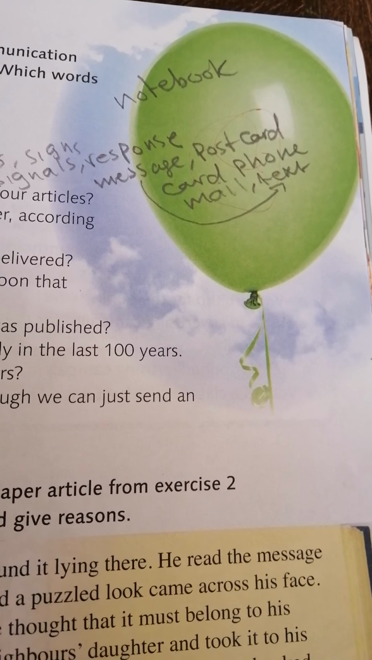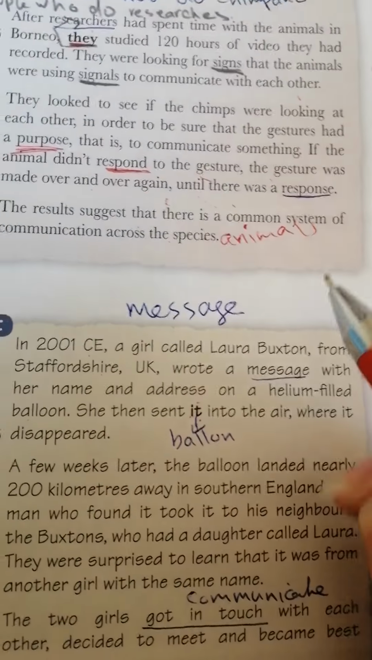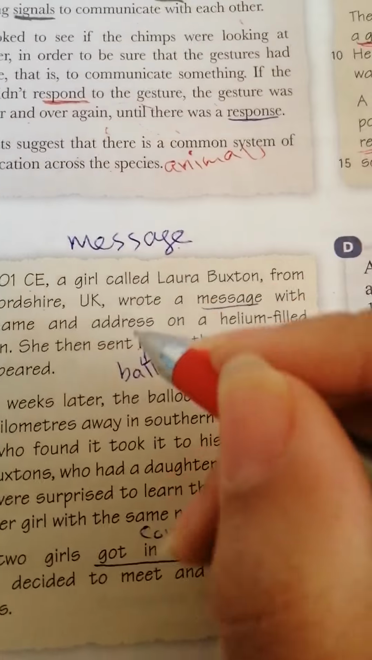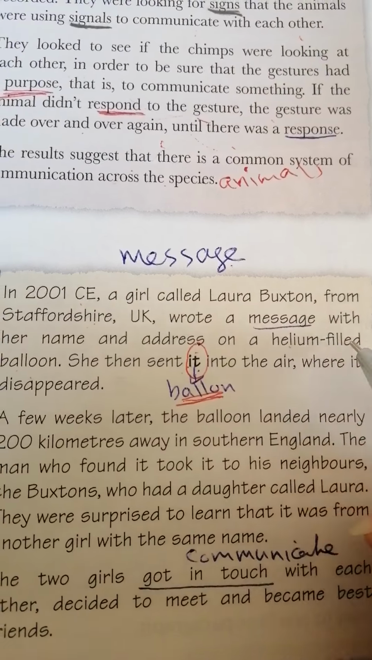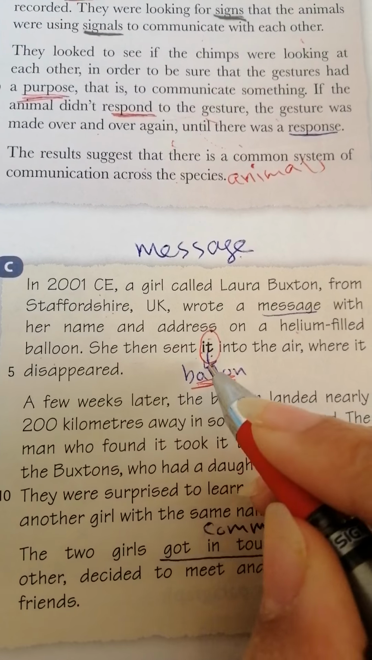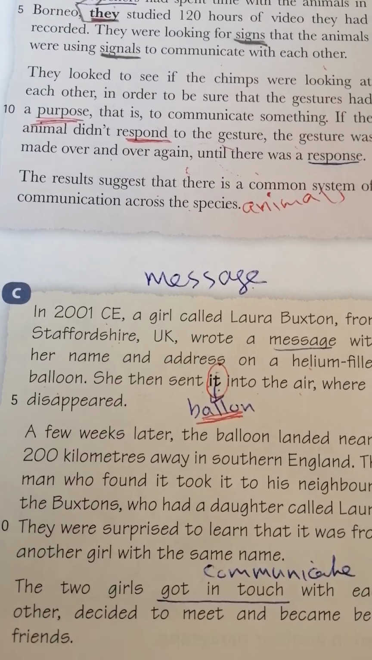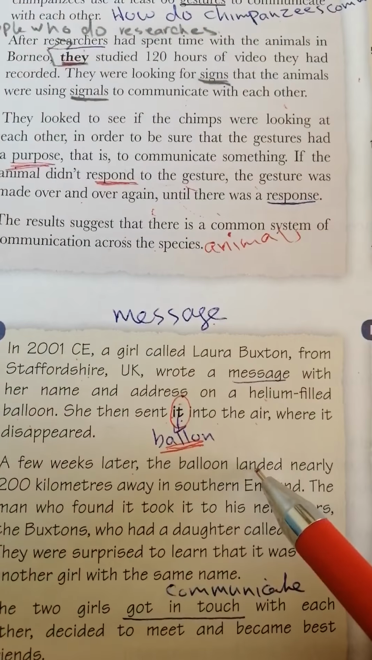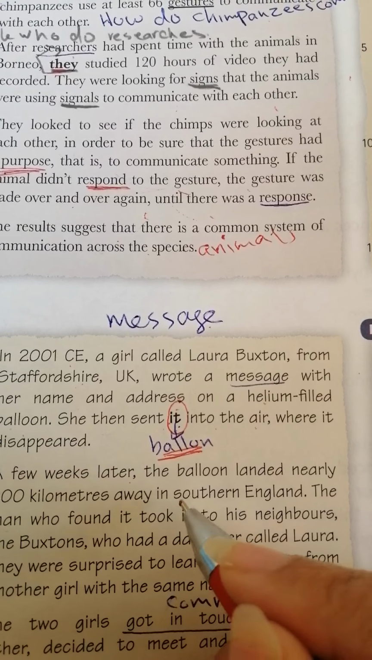So she needs to know who is going to receive this balloon. Okay, so what is the kind of communication here? A message which is written on a balloon. She then sent it. "It" refers to the helium-filled balloon. She then sent it into the air where it disappeared. A few weeks later, the balloon landed nearly 200 kilometers away in southern England.